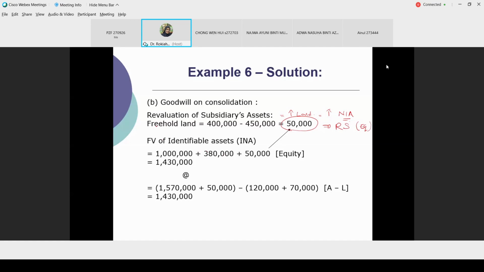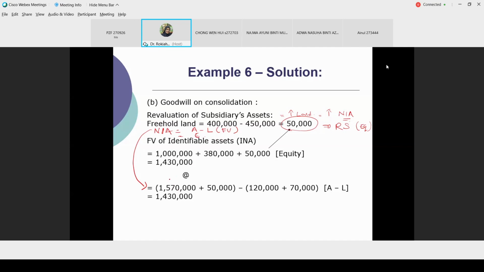Okay, now I want to find the net identifiable asset. Remember that to find your net identifiable asset, we have two formulas. Either we use asset minus liability, where asset and liability here should be at fair value, or we use the equity. Okay, we look at the first one. The first method, asset minus liability. Your assets here are 1750, the total asset as stated.